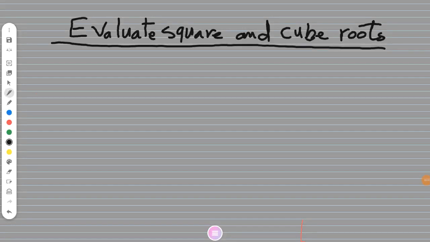Hello everyone. Our lesson today is about evaluating square roots and cube roots. First of all, we have to know the meaning of square root. If I have the square root of the number 4, the answer is 2. Why? Because I can write 4 in the form of 2 times 2. Also, I can write it as 2 to the power what?